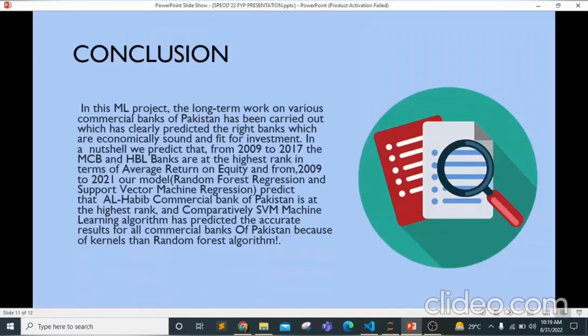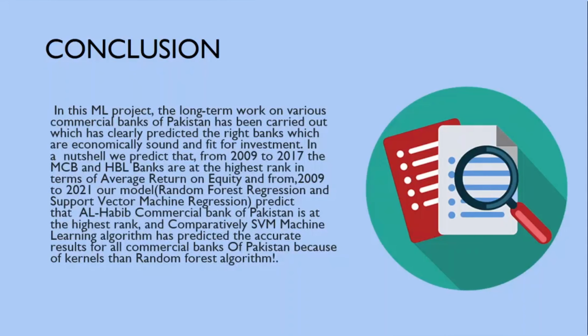Okay, in a nutshell, we conclude that from 2009 to 2017, we got MCB and HBL at the highest rank in terms of average return on equity. And when we applied the machine learning algorithms on the dataset from 2009 to 2021, we found 73% accuracy on overall data. When we predicted on each individual bank, we found Bank Al Habib with an accuracy of 79% using SVM at the highest rank. According to our analysis, support vector machine works so well on this dataset because of the use of kernel techniques. So yeah, that's it.